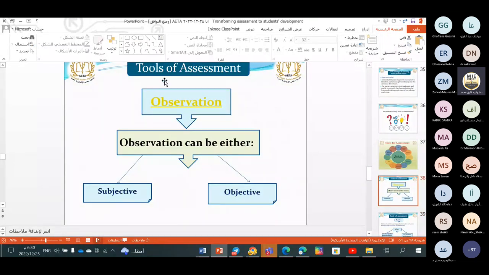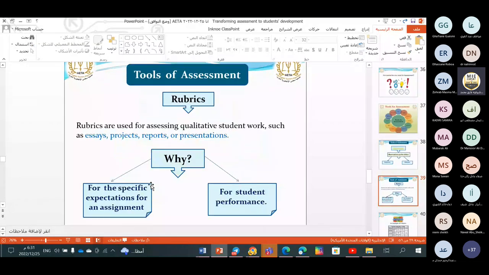Tools of assessment, observation: what are the kinds of observation? It is either subjective or objective, maybe these two kinds. You should be objective many times, not subjective. If you are always subjective, sometimes students will be upset or disappointed, but you should be objective. Sometimes you should be subjective, for example, to develop a student's level or competence with him alone, not in front of the other students.